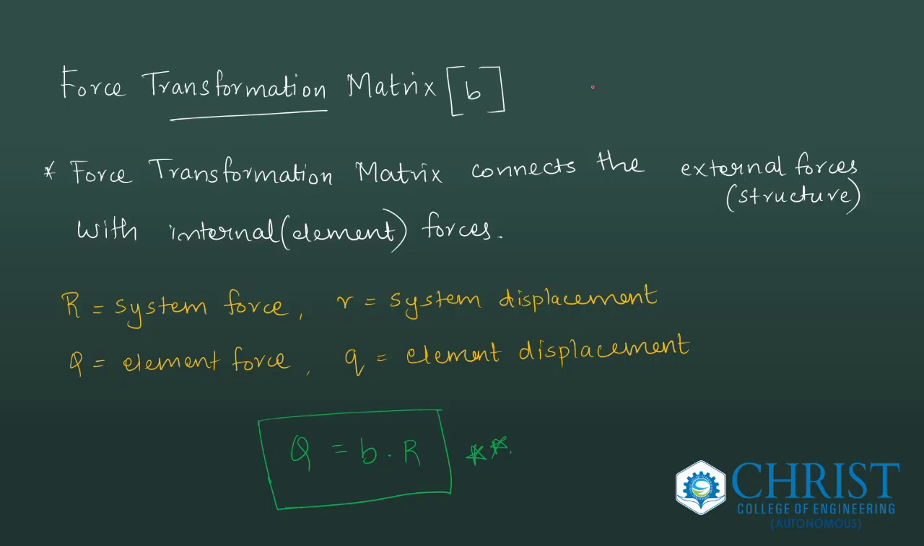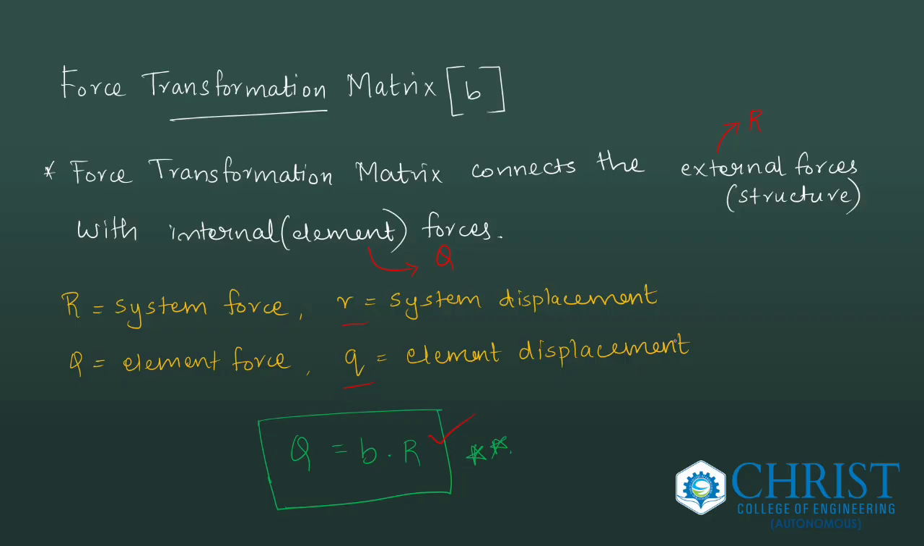So we represent the external forces by the capital letter R and element level forces by capital letter Q. And system displacement or structural displacement by small letter r and element displacement by small letter q. So the force transformation matrix can connect internal force with external force, and hence it is written in matrix form: Q is equal to B dot R.